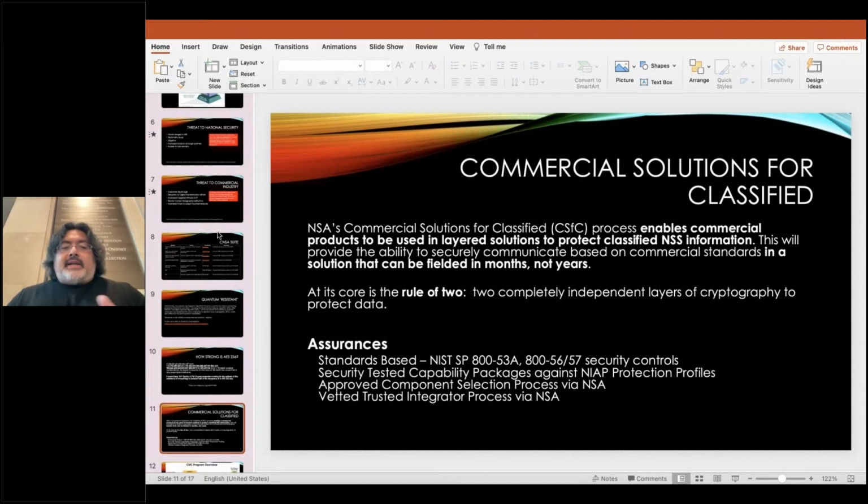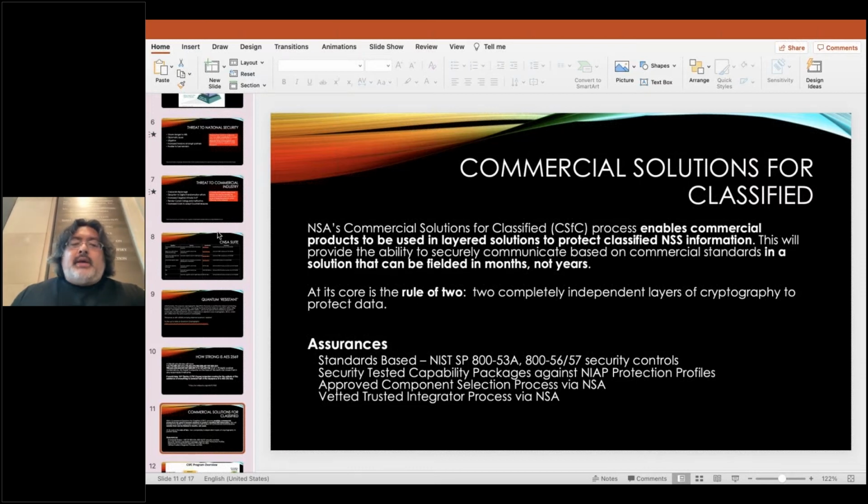Back to the program, at the core of this program is the rule of two. There are two completely independent layers of cryptography that are used to protect data. Think of it like instead of just having one VPN tunnel, you have two VPN tunnels with two different cryptographic key libraries encapsulating both those tunnels. So if you have a compromise on the outside tunnel and you have systems that are monitoring the traffic in between, that gray network, if you will, then you have some warning or a chance to head off a full compromise.